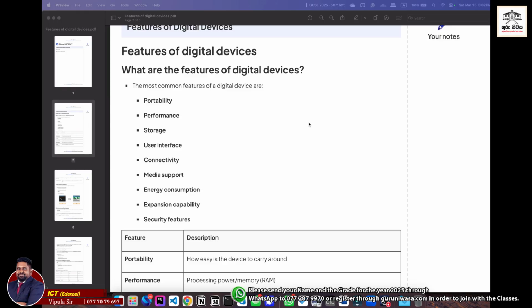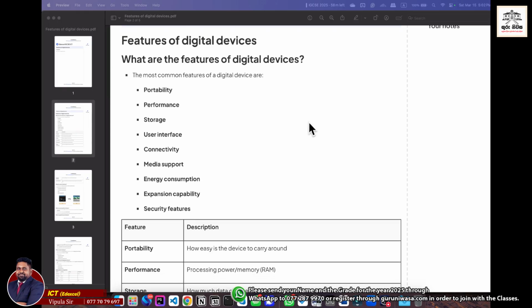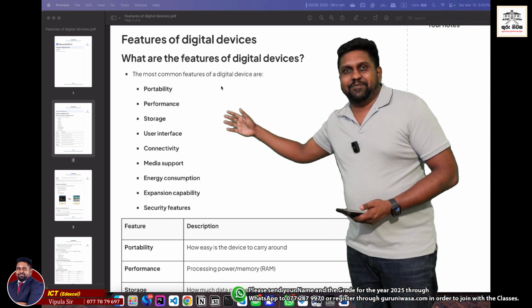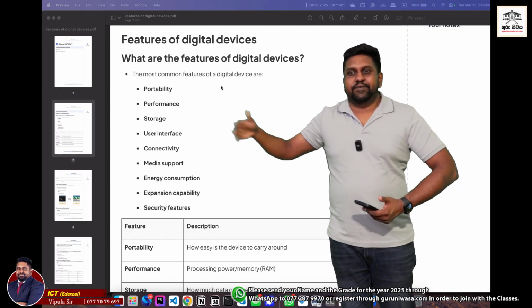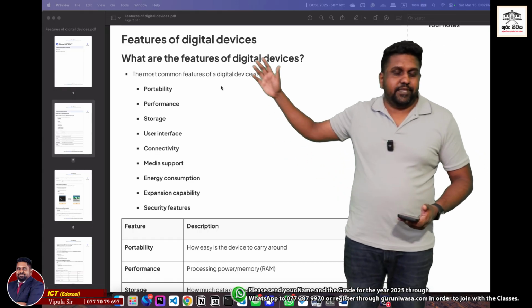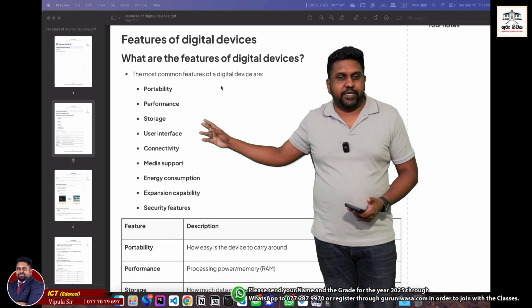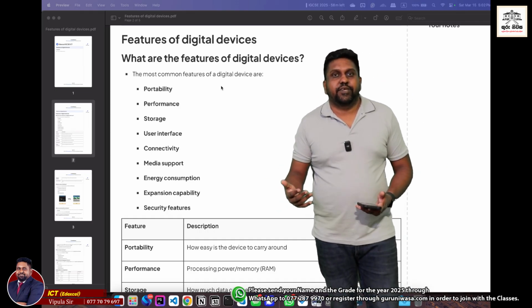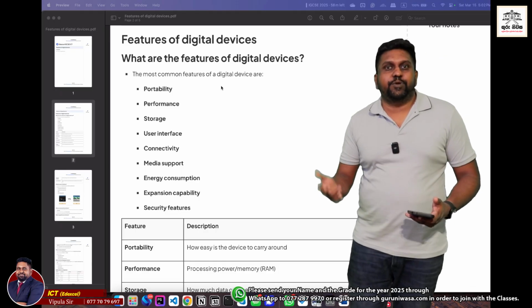Features of digital devices. Primarily we talk about what the primary features of a digital device are. Starting from the beginning, it will mainly be portability. Portability would be the primary feature, because any digital device has to be portable. And you need to have performance, you need to have storage. Obviously, you need to have a user interface, because any device needs some sort of user interface for the user to interact with it.